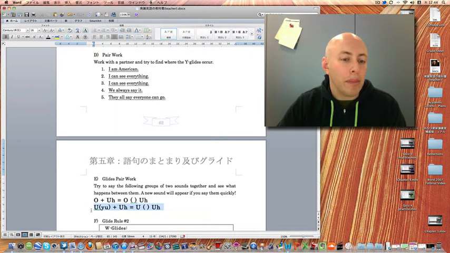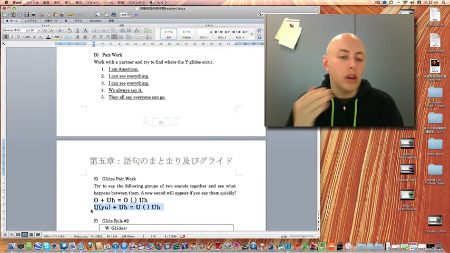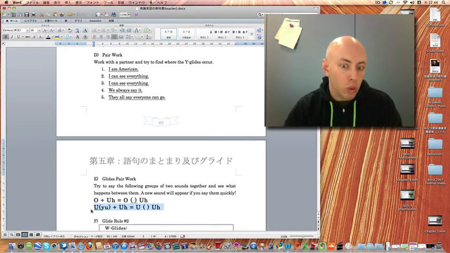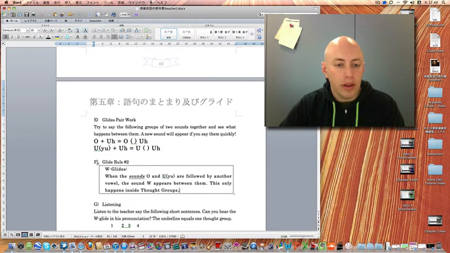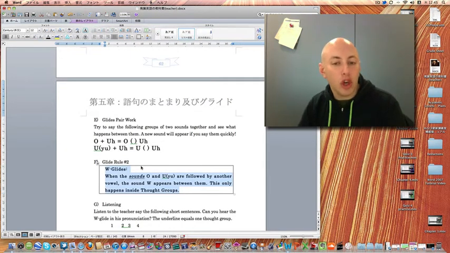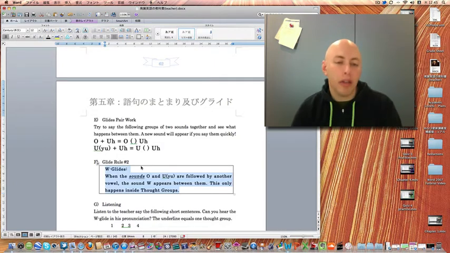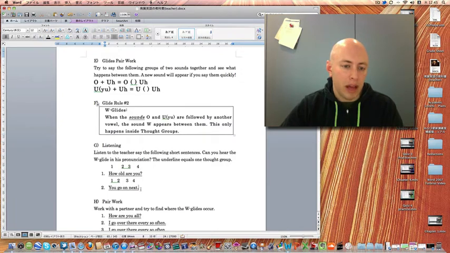The same thing will happen with this. U and another vowel. So U, you. And this is another glide. What I want you to know is that when the sounds O and U are followed by another vowel, the sound W appears between them. This only happens inside thought groups. So let me give you an example of how this works.